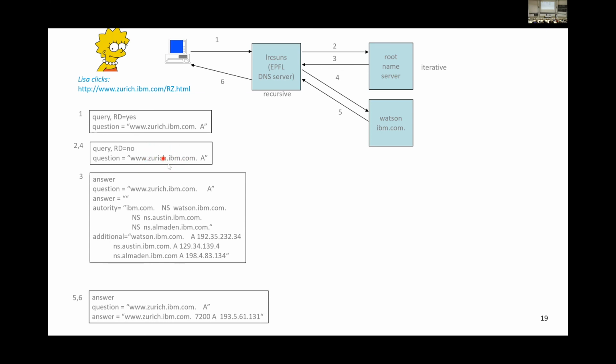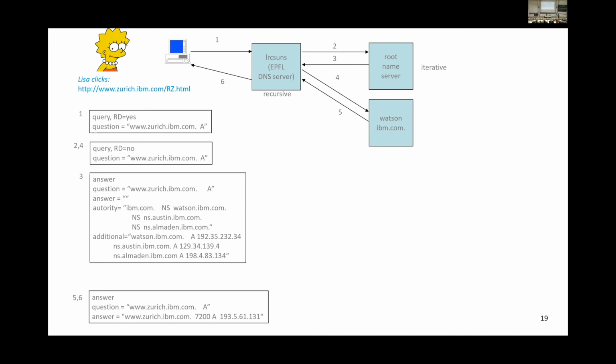www.zurich.ibm.com. I don't have any entry for ibm.com, but I have entries for .com. .com, those are, and all the dot something are the root DNS servers. So in the world, there are around 13, duplicated, so in reality a larger number of root name servers. And those root name servers will have the IP addresses of the DNS servers of the domain below. That's the principle of DNS.